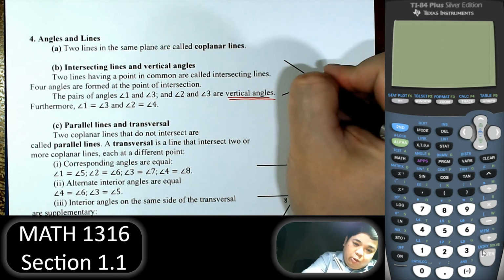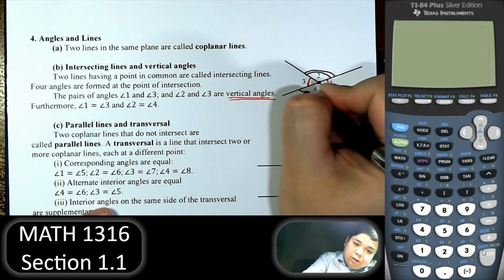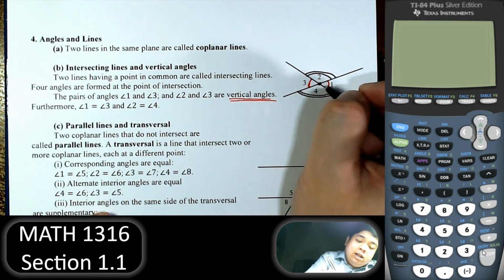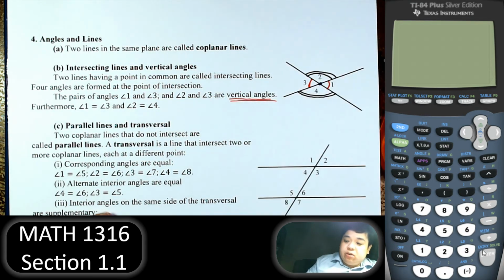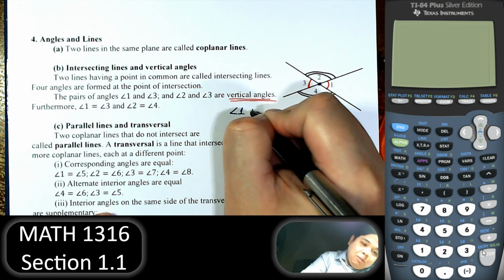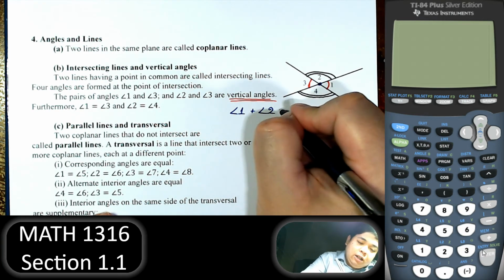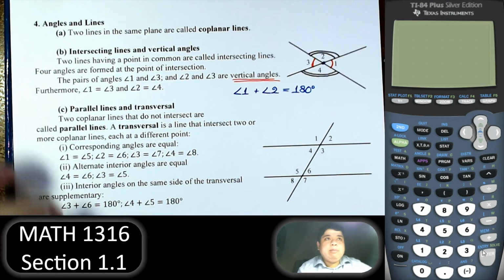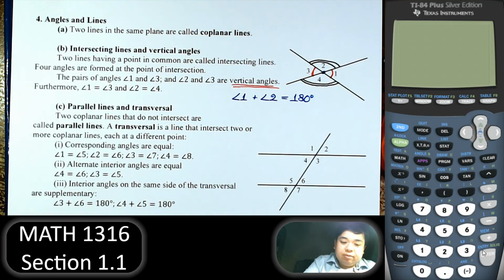Then angles 2 and 4 are vertical angles, and they're the same. Also note that angle 1 and angle 2 add up to 180 degrees because that is the straight angle, right? So angle 1 plus angle 2, or 2 and 3, or 3 and 4, or 4 and 1, all of them add up to 180 degrees. Right. So if we have two intersecting lines, here's what we have.